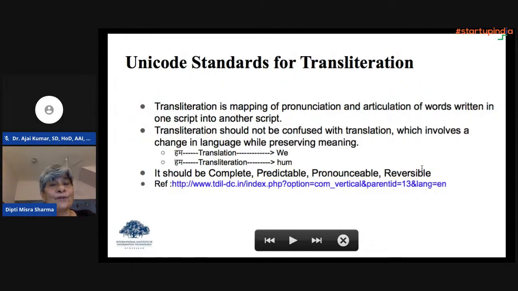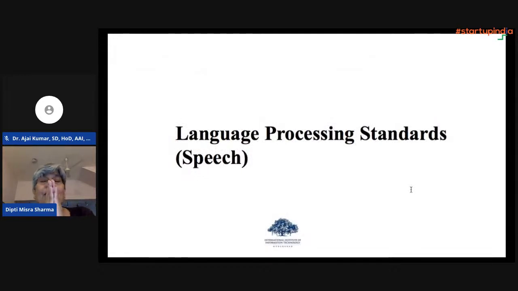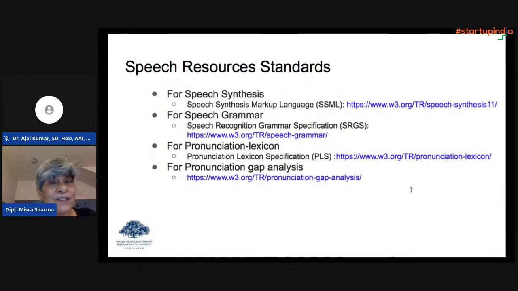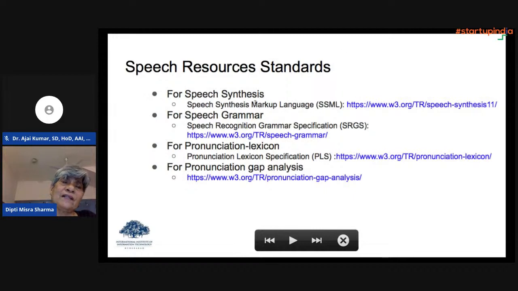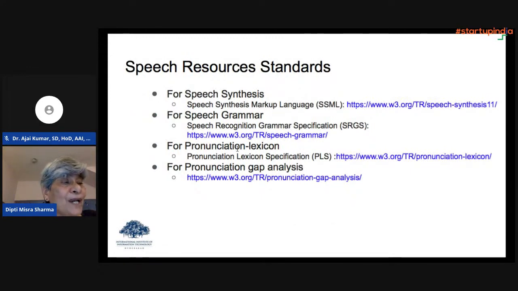So all these are some important principles which were followed, and now these are also available. Again, CDAC and TDIL have worked on it. The next part is about speech processing. Here again, some international standards are available, such as speech synthesis markup language, speech recognition grammar specification, and pronunciation lexicon. This makes a very important component.